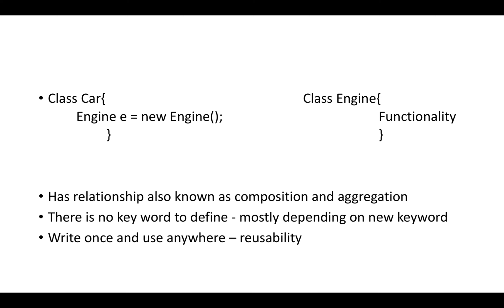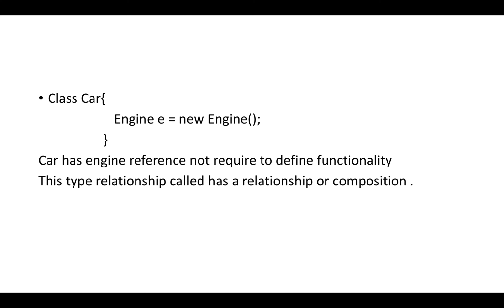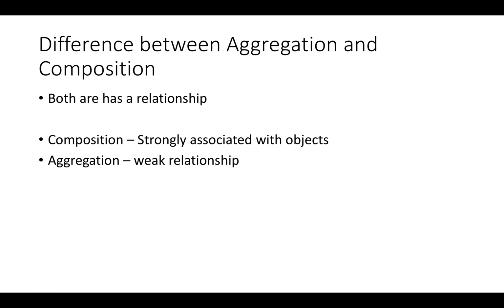So car has an engine. This means we can write once and use anywhere, so code reusability is increased. You can see that the car has an engine reference, and it's not required to define the functionality again. This type of relationship is called composition or has-a relationship.